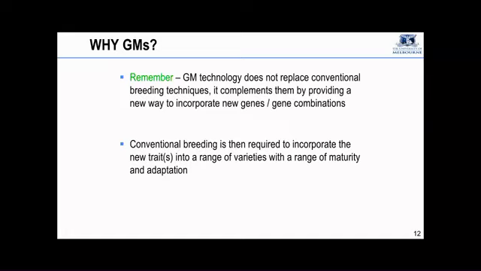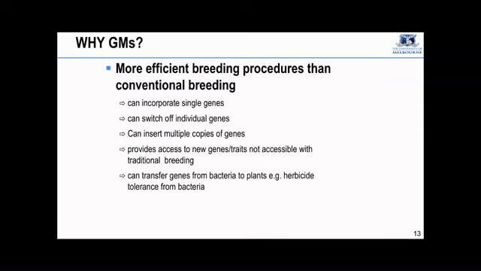It doesn't replace breeding techniques, but it complements them a lot, and it provides a way to incorporate new genes or gene combinations. But then you've got to put that into a range of varieties to show you where you might do best. So what can GMs do? You can incorporate single genes. You can also switch off genes. If there are undesirable characteristics, which we'll get to in a moment, you can switch them off, which means that undesirable characteristic won't be part of the product of that crop. You can do multiple copies, which I just talked about. It provides access to new genes, traits not accessible in traditional breeding. And you can transfer genes from bacteria to plants, and we'll see that in a moment.